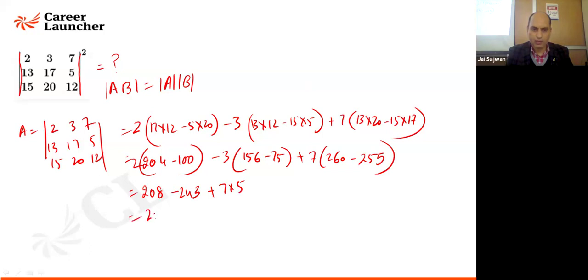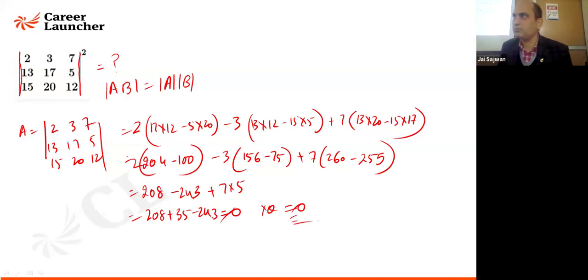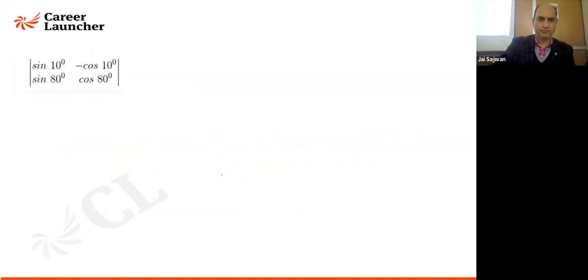Am I right? 208 plus 35 minus 243, my dear, it comes out to be 0. So what is 0 into 0? Great. So answer comes out to be 0. Okay? Yes, Vansh. Let's take this one. Trigonometry, we already covered it.